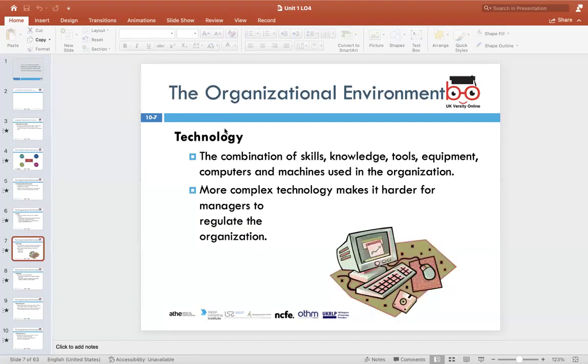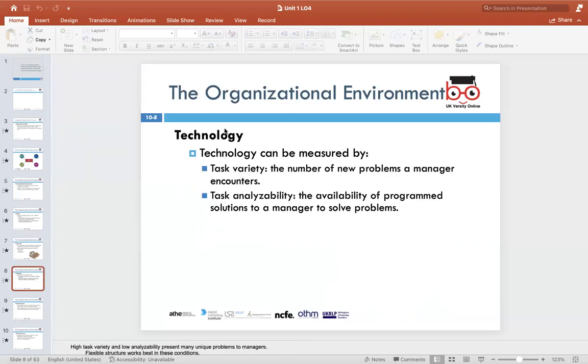Technology might be the different changes that are happening. For example, AI is changing currently. That's a technological change taking place in the environment, and how technology can influence managers in making different organization changes or structure changes in the organization.